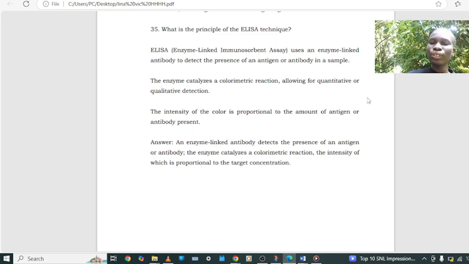So in conclusion, I have presented about agglutination. It is generally the reaction between antigens and antibodies in the immune system of a human being.